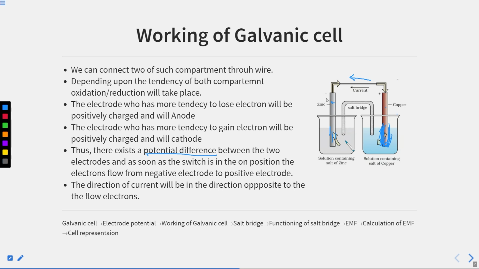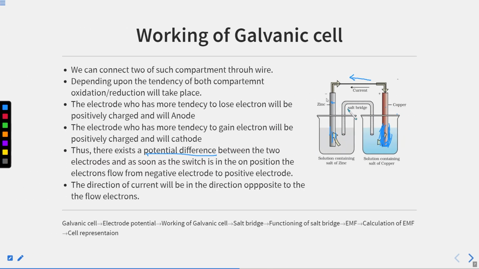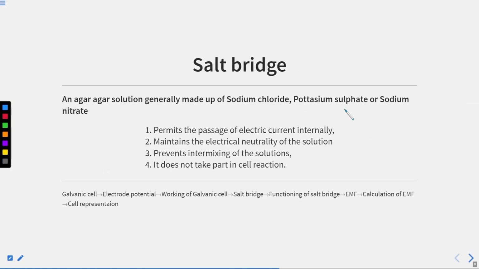Now let us move to our next thing, which is the salt bridge. So what is a salt bridge first of all? We have seen a salt bridge here. What is this salt bridge containing? This salt bridge is containing agar-agar solution, which is made up of either sodium chloride or potassium sulfate or sodium nitrate. So why is it so? I will tell you in the next slide.